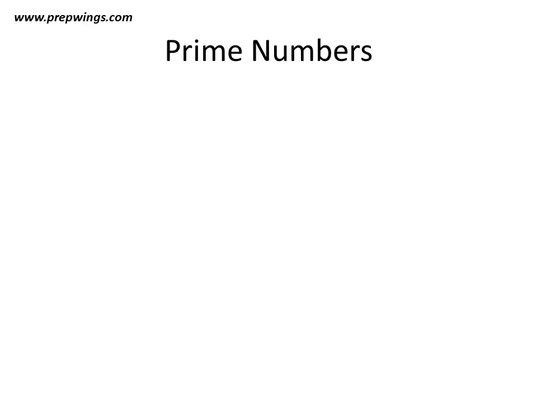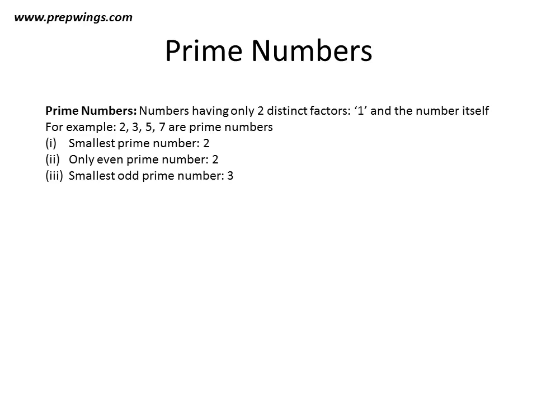In this video we'll talk about prime numbers. Prime numbers are numbers that have only two distinct factors, which are 1 and the number itself. For example, 2, 3, 5, 7 are prime numbers. If you pick a prime number, say 7, 7 only has two factors, which is 1 and 7. Thus 7 is a prime number.